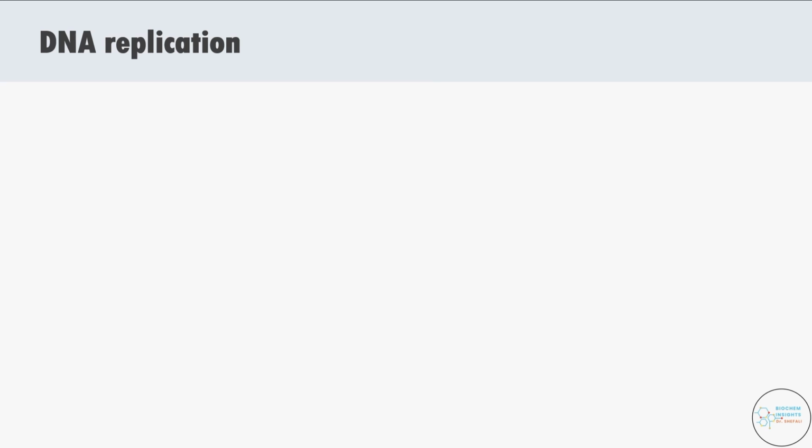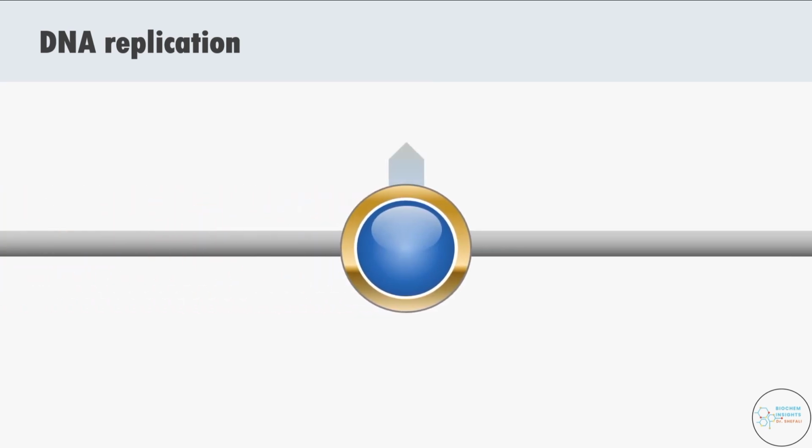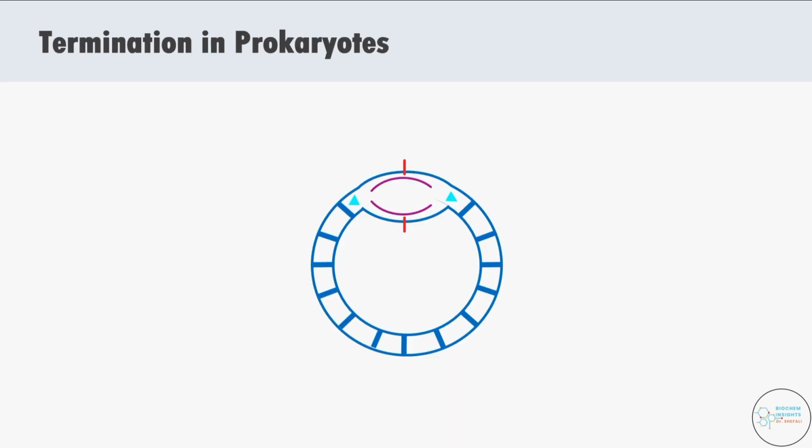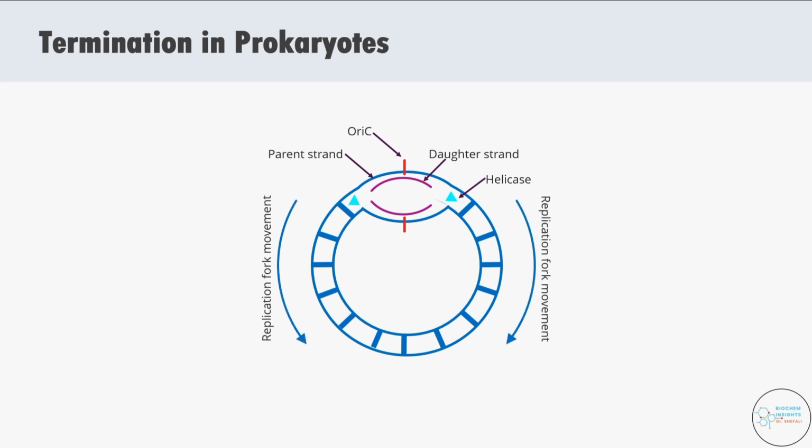Finally, the last stage of replication, that is termination. First, we will discuss termination in prokaryotes. So this is prokaryotic circular DNA. This is the parental strand. This is the site of initiation of replication, or OriC. This is the newly replicating daughter strand. Enzyme helicase works on both replication forks to unwind the parental DNA for replication to continue, and the two replication forks move in opposite directions.